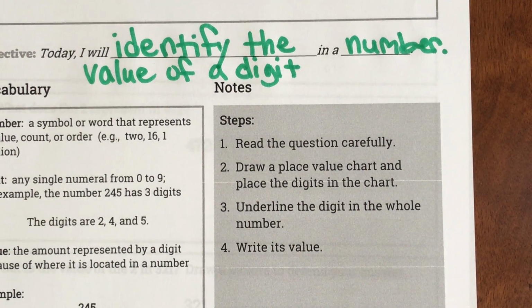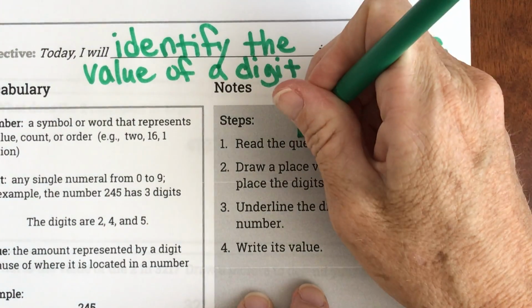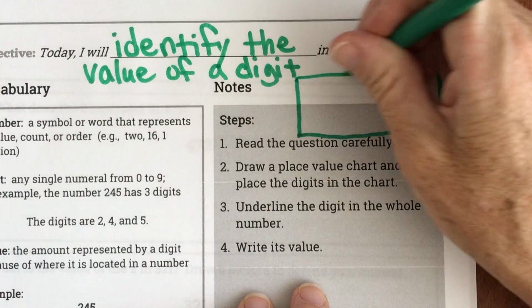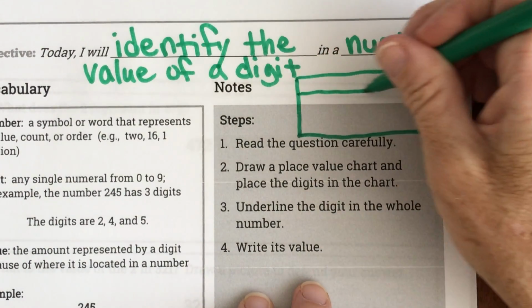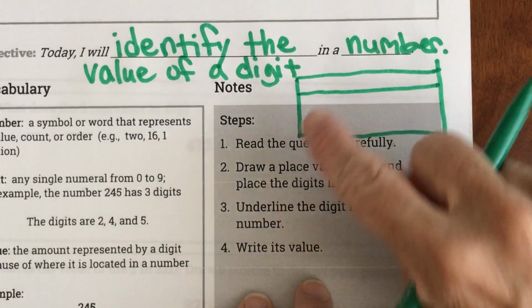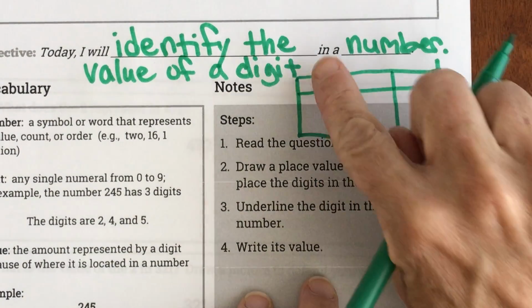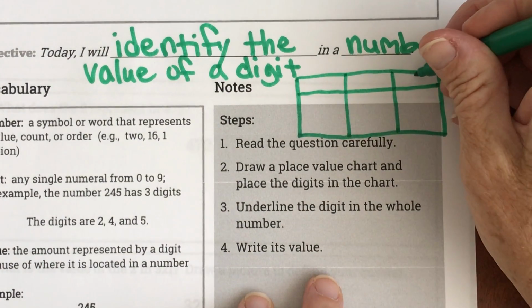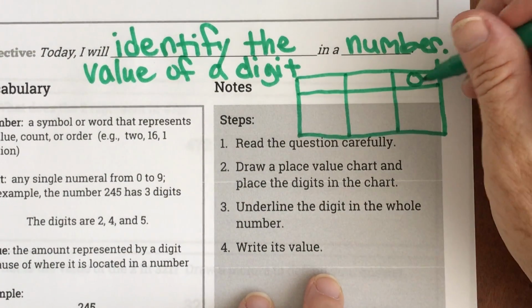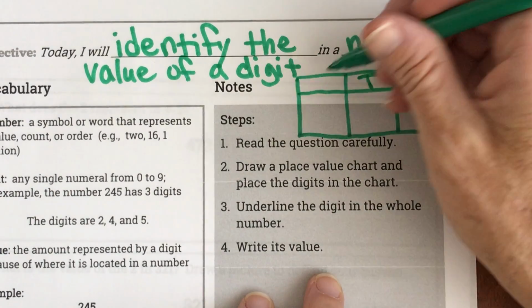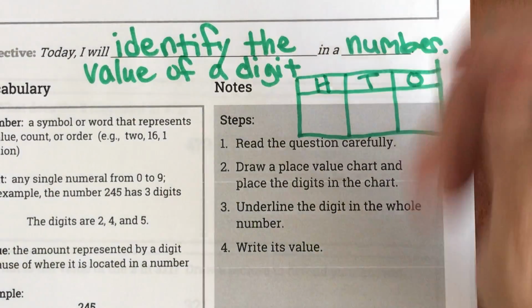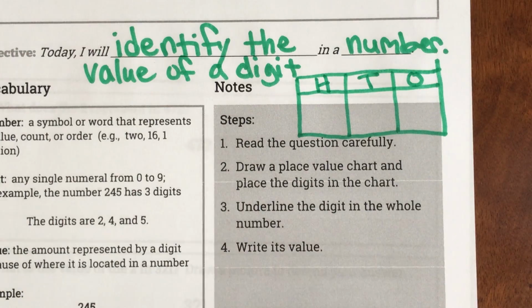And then step 2 says, draw a place value chart and place the digits in the chart. So remember, when we draw our place value chart, we're going to draw a rectangle, and then we're going to draw another horizontal line to have a title, and then we're going to divide it into 3 columns, 1, 2, 3, and I'm going to put an O for my ones column, T for my tens column, and H for my hundreds. So that's how I'll draw my place value chart.